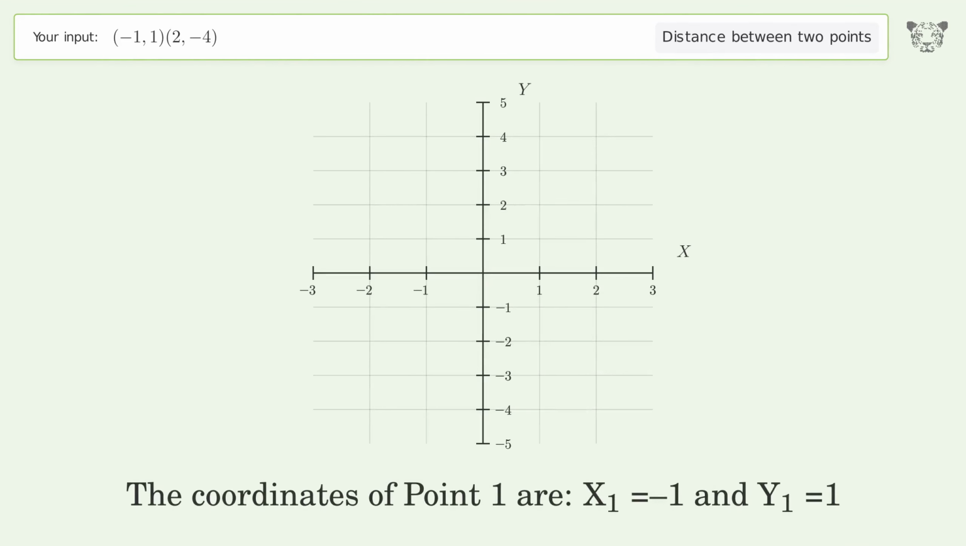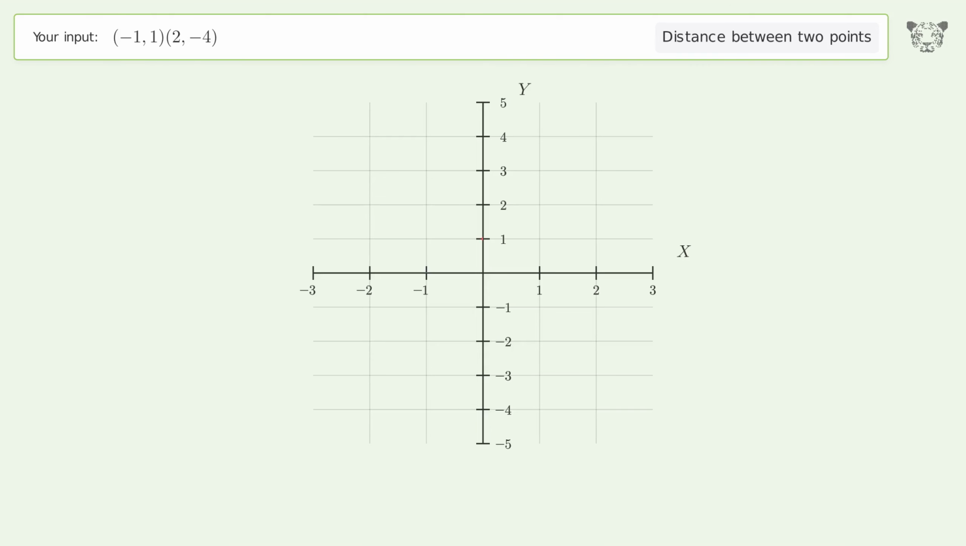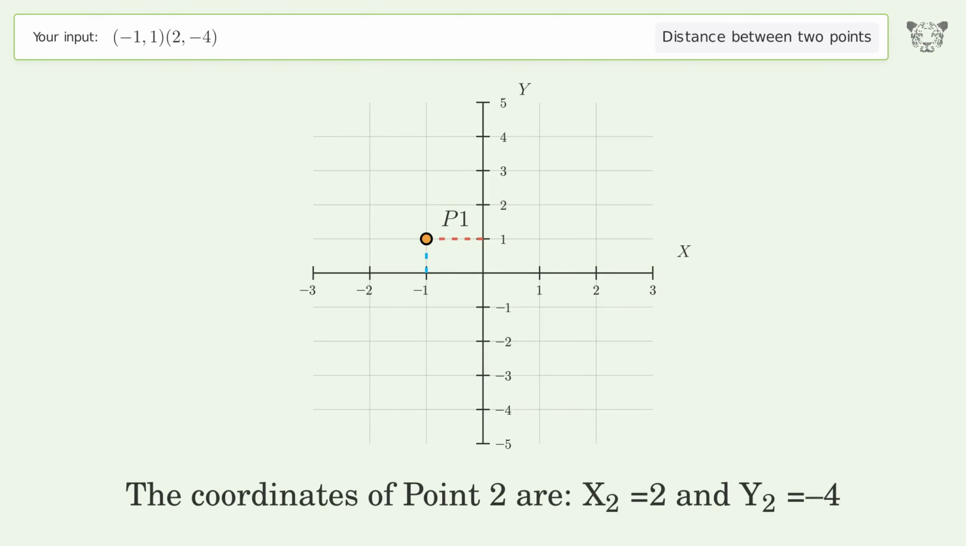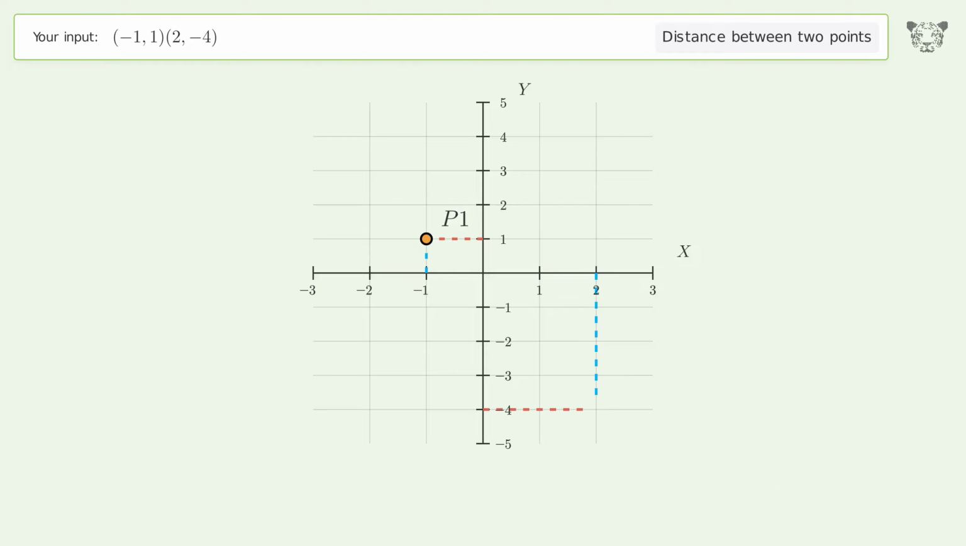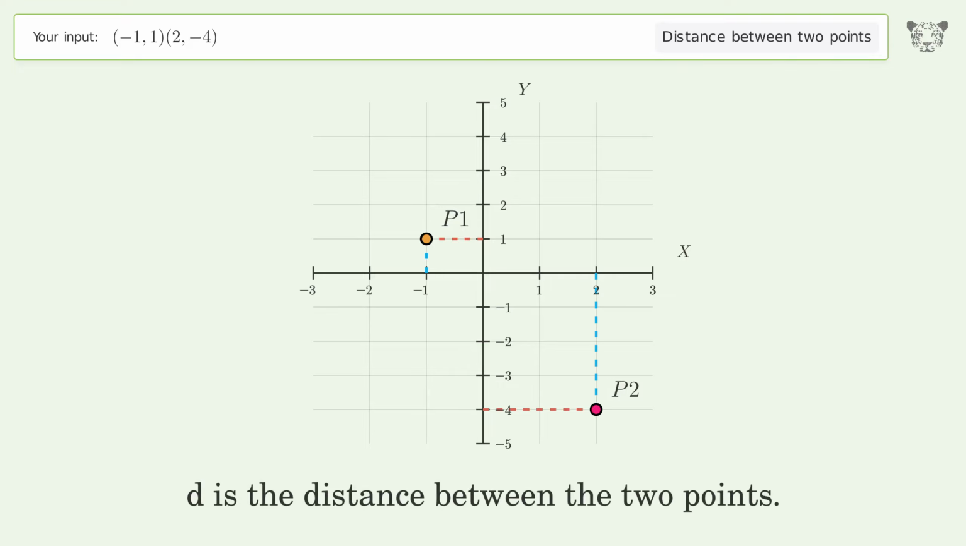The coordinates of point 1 are x1 equals -1 and y1 equals 1. The coordinates of point 2 are x2 equals 2 and y2 equals -4. D is the distance between the 2 points.